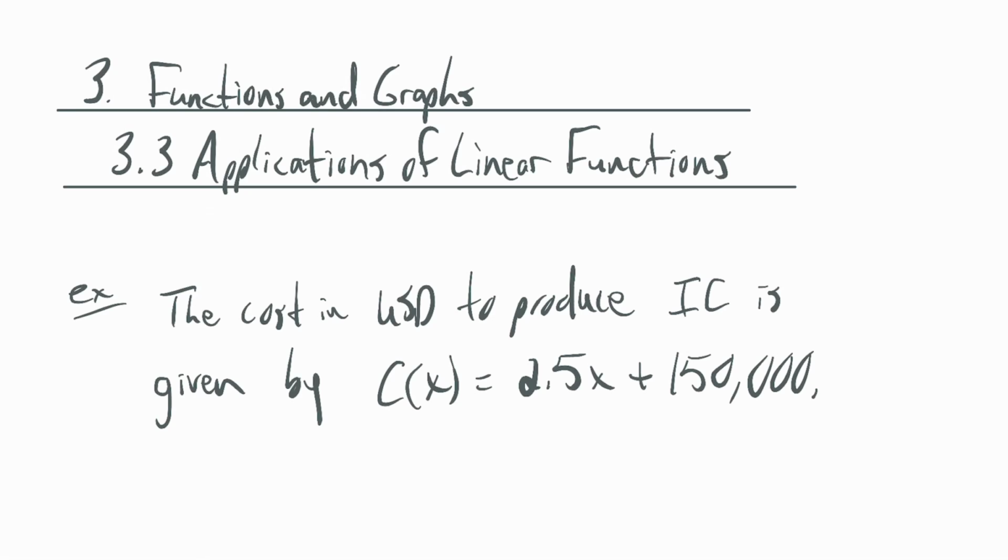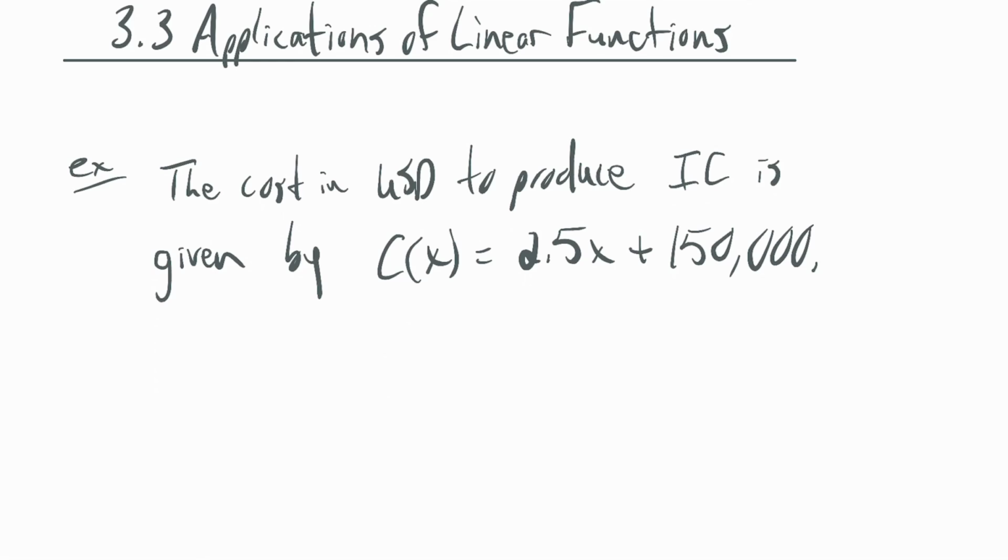And we're going to look at what this function tells us. What are the two numbers? Basically, what does 2.5 mean? What does 150,000 mean? So the 150,000 is called the fixed cost. This is the cost that has to be paid just to get started, regardless of how many integrated circuits you make. If you have some sort of printing process, you're setting up the equipment, paying someone to run the machine, to set up, to do maintenance.